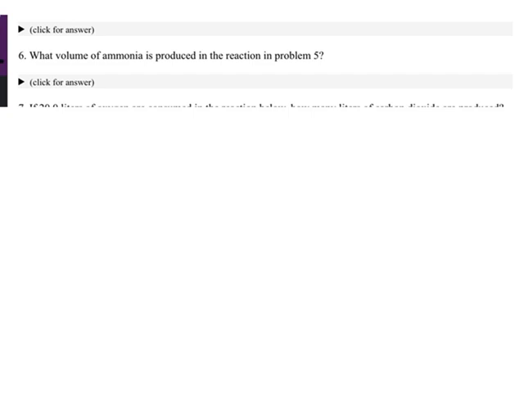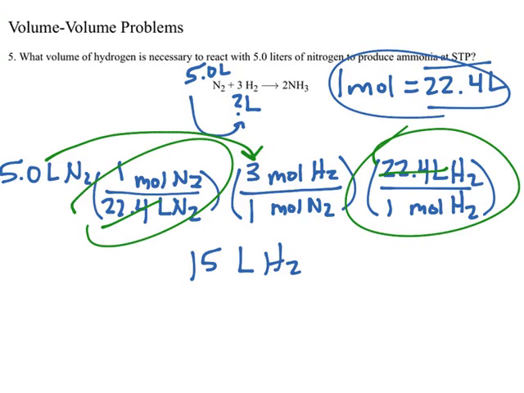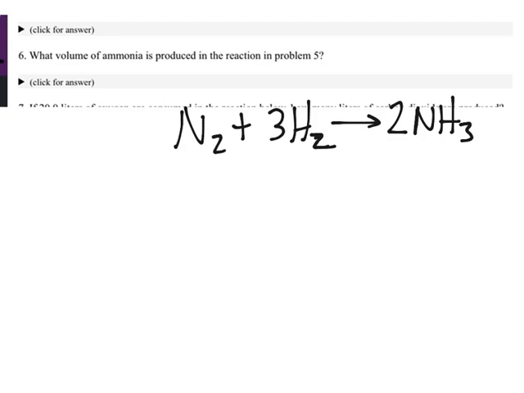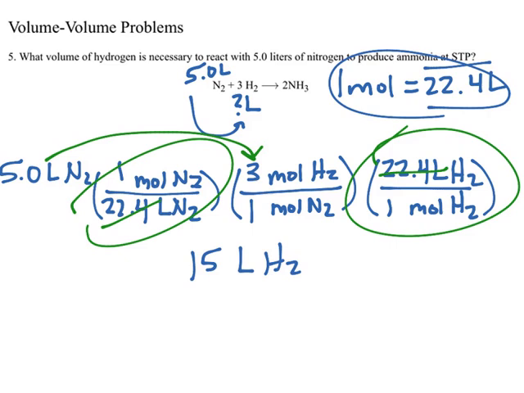Number 6, what volume of ammonia is produced in the reaction from problem 5? Well, that reaction, just to copy it over, was N2 plus 3H2 made 2NH3. And now we're looking for the volume of ammonia made here. So that's liters of ammonia produced from problem 5. That means we need to pull the information from problem 5.